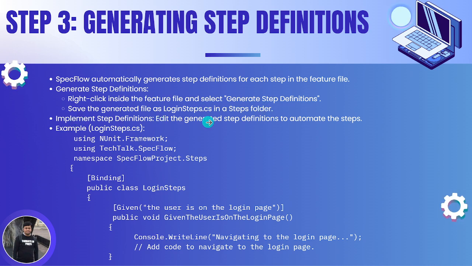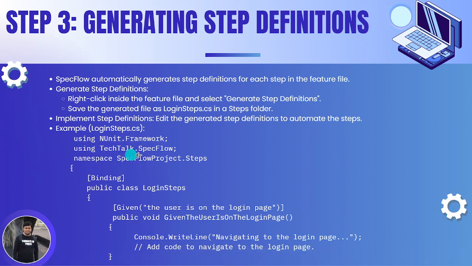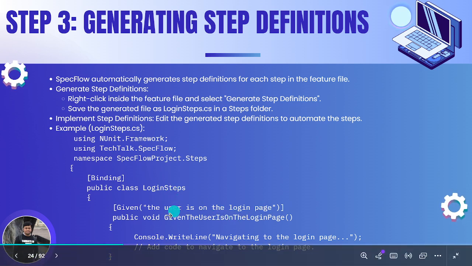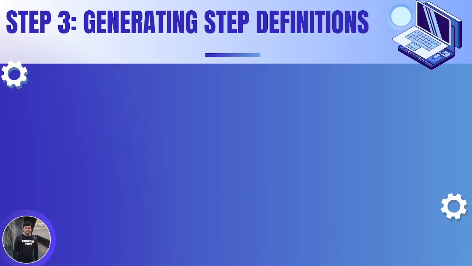Implement the step definition. Edit the generated step definition to automate the steps, and you can see this is the code you can write for that. Then, for example, using the TechTalk.SpecFlow, and then you can have the namespace, and then Binding, public class LoginSteps. Here is the given part, on the login page, and this is the code. In the same way, you can write the when and then parts.